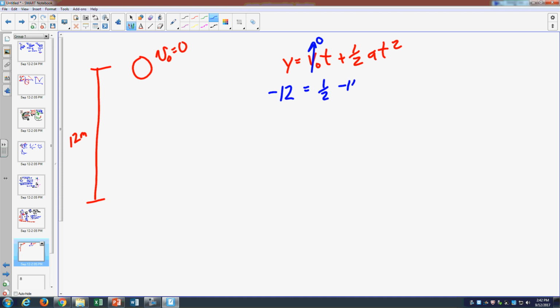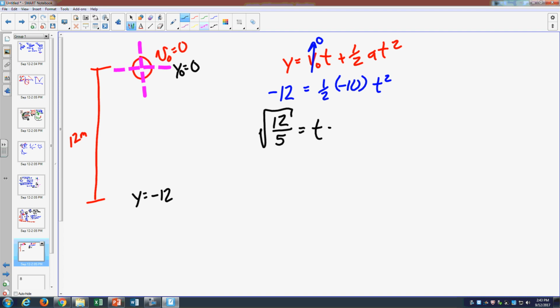Negative 12 equals 1/2 of negative 10 times t squared. The reason you use negative 12 is because this is our origin, and it is y equals 0. So down here, y is equal to negative 12. This is y naught. So it's based on our frame of reference, our coordinate system. But if you forget the negative here, you're going to run into a problem, because when you get a little further, you'll say, of course, I can't take the square root of a negative. So this works out to be 12 over 5. The square root of that is t, whatever that is, 1 point something seconds.